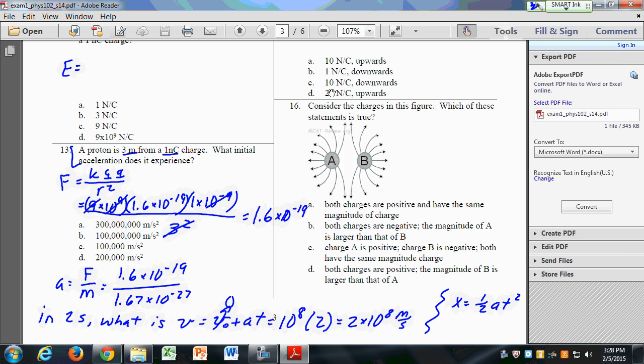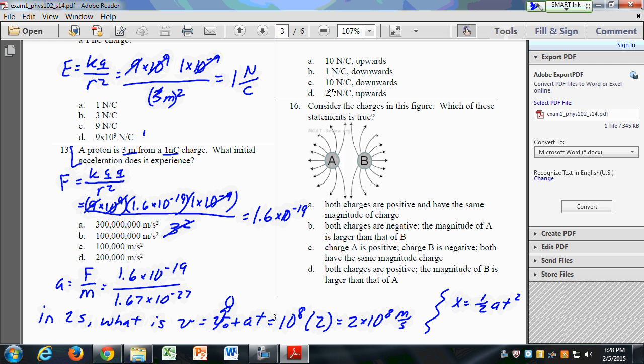I'll show you that. So, to calculate that electric field is kq over r squared, 9 times 10 to the 9th. Q is our 1 nanocoulomb charge, 1 times 10 to the minus 9, divided by 3 meters squared. This is real easy because the 3 squared cancels out with the 9. This cancels. And so I'm left with an electric field of 1 Newton per Coulomb.